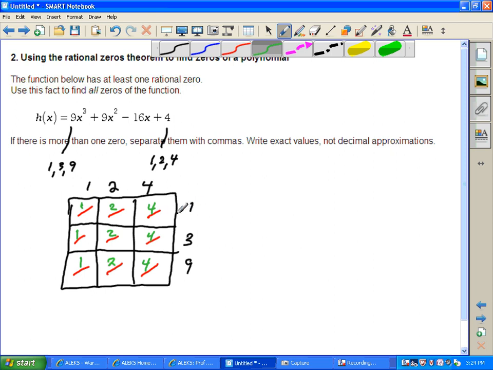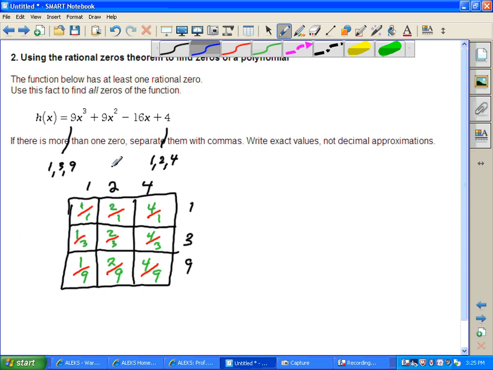Underneath, I'm going to write whatever factor I have over here. So 1 over 1, 2 over 1, 4 over 1, 1 over 3, 2 over 3, 4 over 3, 1 over 9, 2 over 9, and 4 over 9. Those are all my possible factors. Some of them are repeated though, maybe. Let's look. That's a 1, that's a 2, that's a 4. 1/3, 2/3, 4/3. 1/9, 2/9. No, none are repeated. So we have 9 times 2, 18 possible zeros.